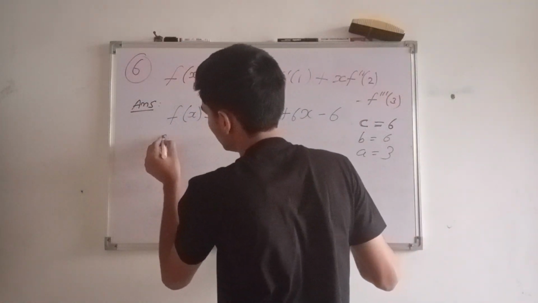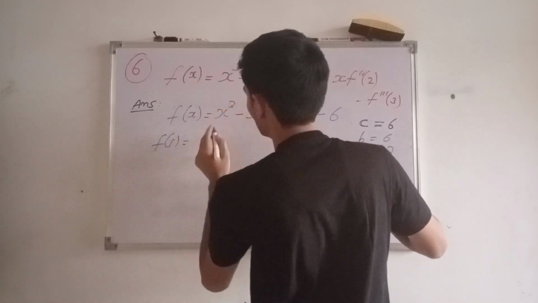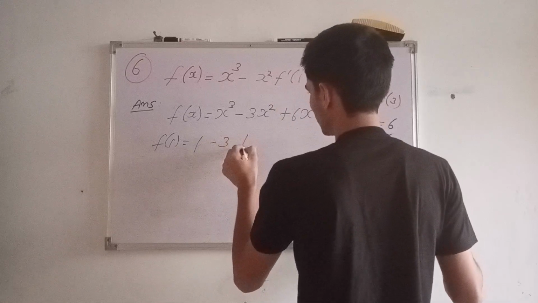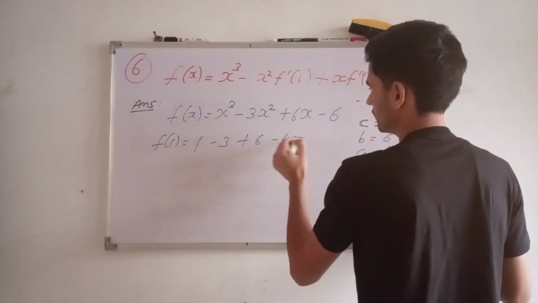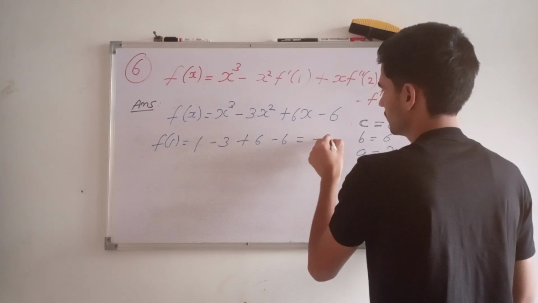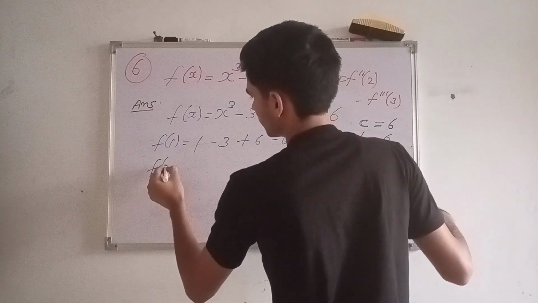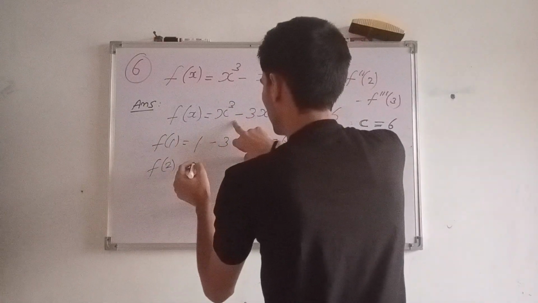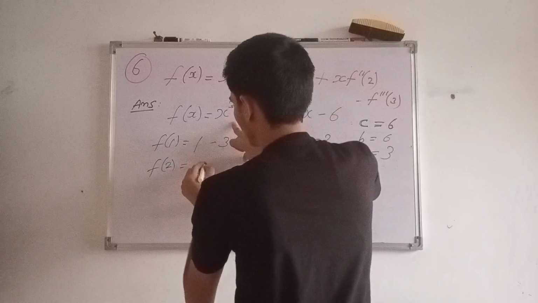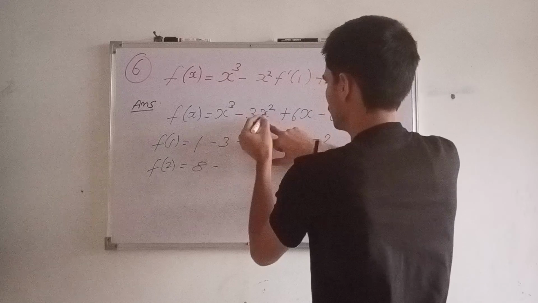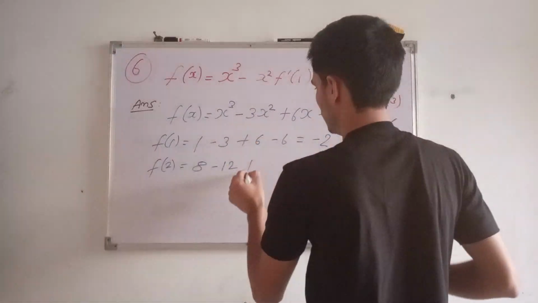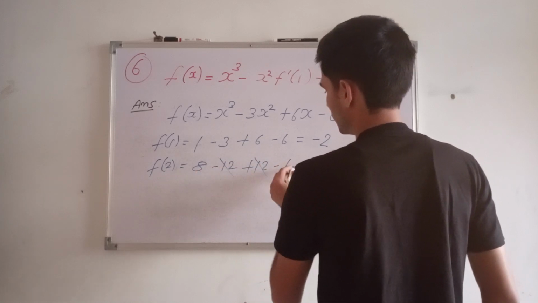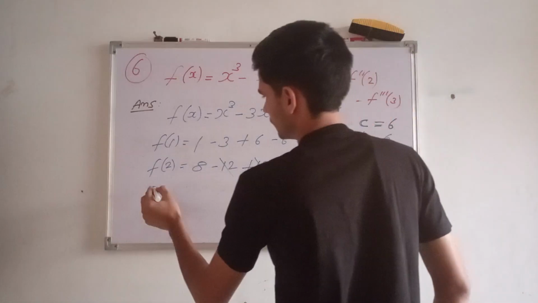Put x is equal to 1 in fx. We will get f1 is equal to 1 to the power 3 is 1 minus 3 into 1 square plus 6 into 1 minus 6. We get 6 and 6 will cancel out. 1 minus 3 is minus 2. F of 2 is 2 to the power cube is 2 into 2 into 2, 8 minus 3 into 4, 12 plus 6 into 2, 12 minus 6. 12 and 12 will cancel out. 8 minus 6 will become 2.